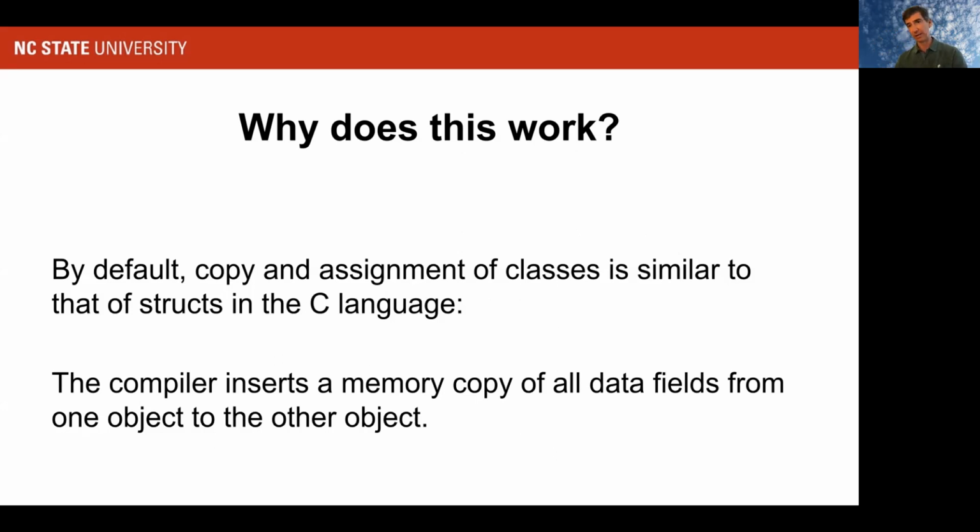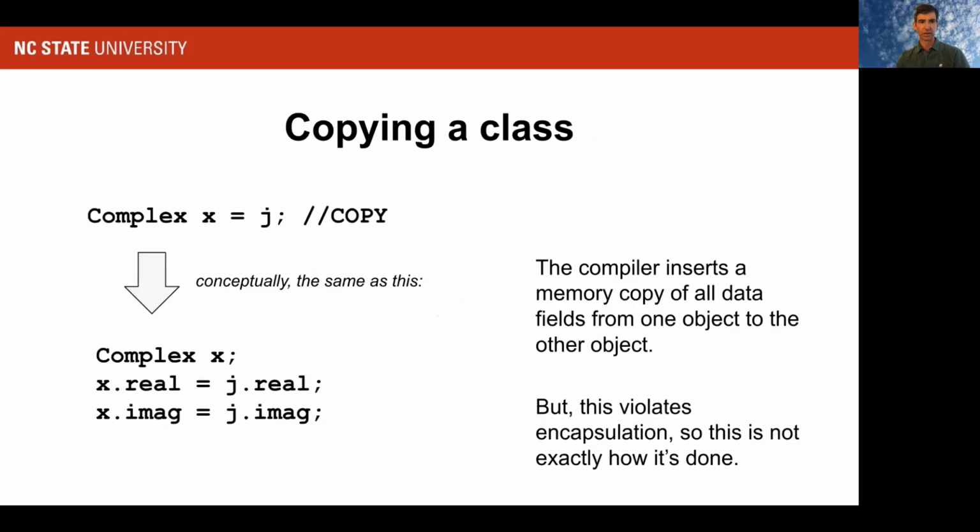That's really all I need to have happen. And it's pretty easy to see why a compiler could do that automatically for us, because it knows how many fields are in each object, and it can just do the copying. It kind of looks like this. If I say X equals J, then the compiler needs to generate some code that's kind of like X.real equals J.real, and X.imag equals J.imag. And then the contents of J have been successfully copied over to X.